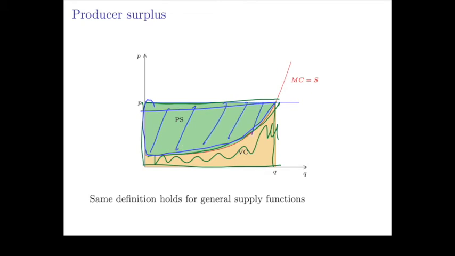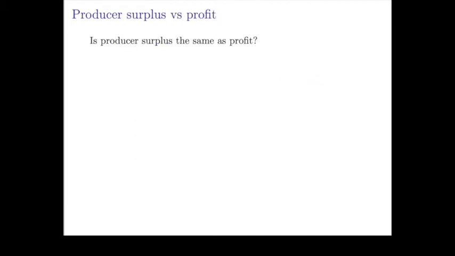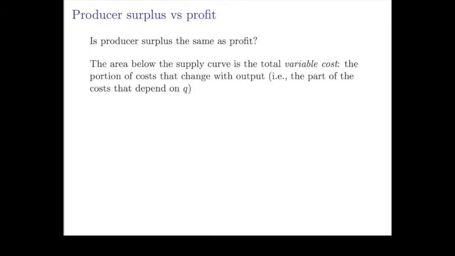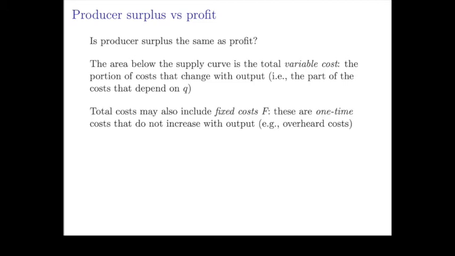Now, how does producer surplus compare to profit? Is it the same thing? Well, it's pretty close, but it's not the same thing. Remember, the area under the marginal cost curve gives us the variable cost, as I just explained. It's the part of the cost that changes with output. Total cost, however, also includes the fixed cost. So these are one-time costs that don't increase with the output. So the total cost is the variable cost plus the fixed cost.